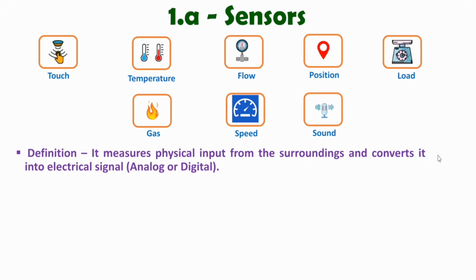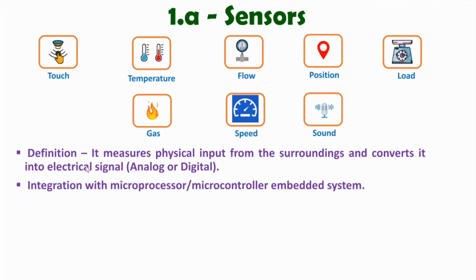and it converts it into an electrical signal. That electrical signal may be analog or digital. Based on that, you can say whether a given sensor is analog or digital, right? Here, when we talk about sensors, those sensors are integrated in an embedded system, where with the embedded system, we may have a microcontroller or microprocessors, right?